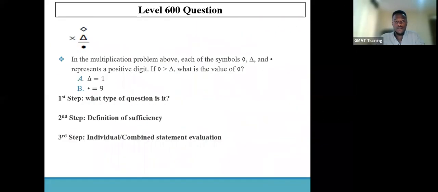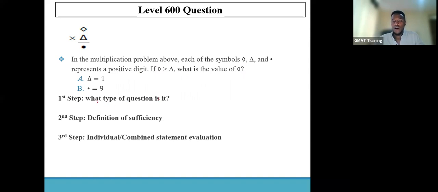To the second question, this one, you're given a product of values which are represented by symbols. Then the question stem states: in the multiplication problem above, each of the three symbols represents a positive digit. Then if this symbol is greater than the triangle, what is the value of that symbol, which should, in this case, represent a rhombus? So for us to answer this question, as usual, we need to follow a step-by-step process.